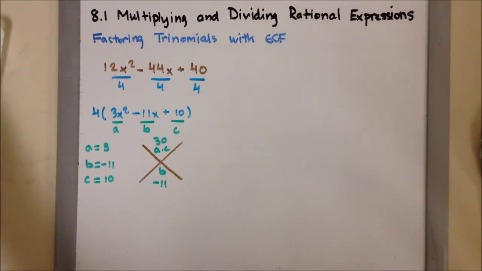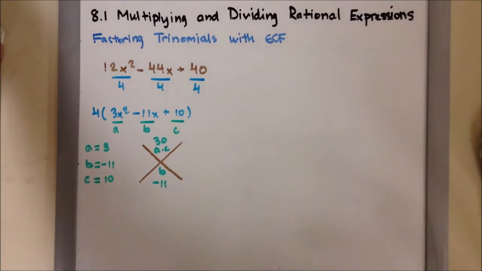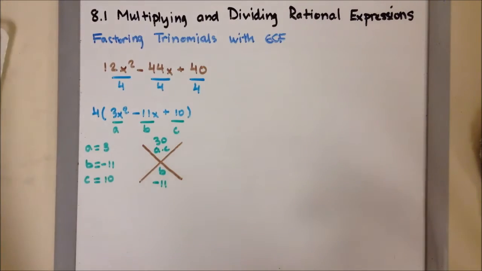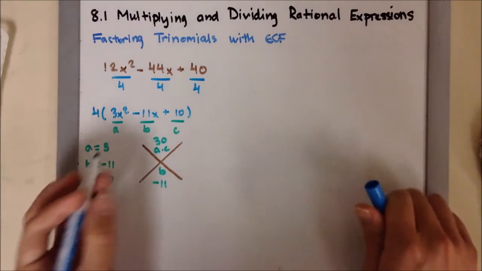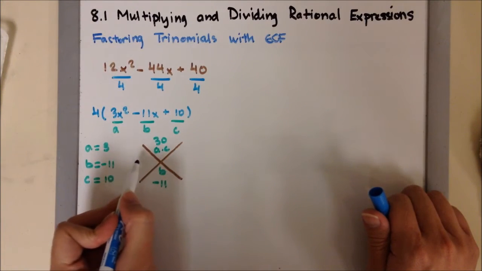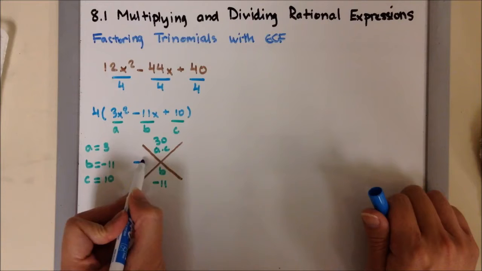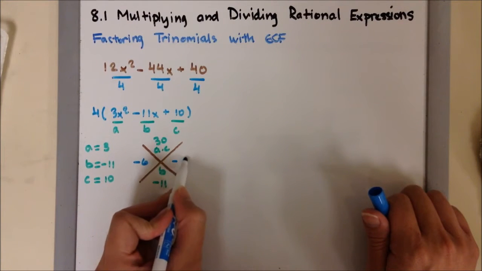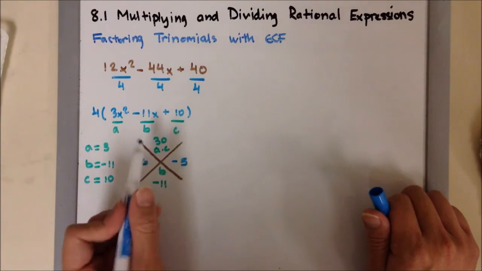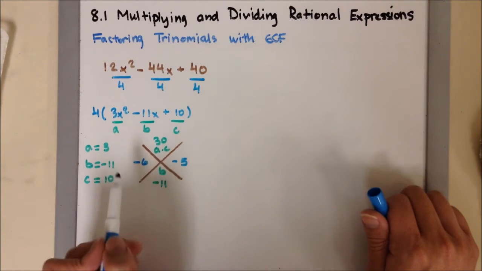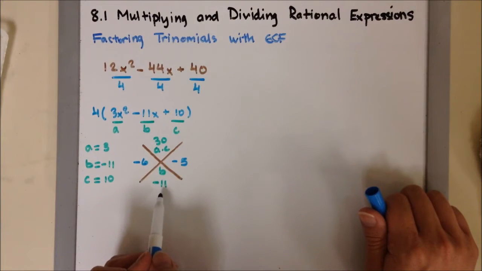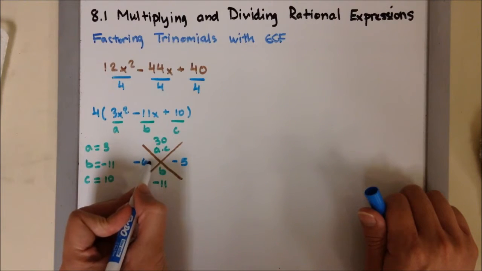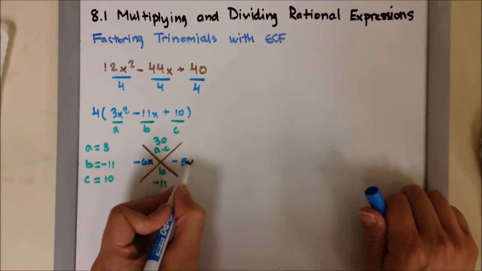So the question is, what two numbers can multiply into positive 30 and sum up to negative 11? So the two numbers that we can find are negative 6 and negative 5. When you multiply these two, it comes out positive 30. When you combine negative 6 and negative 5, it will come out as negative 11. So let me add in my variable x on both of them.